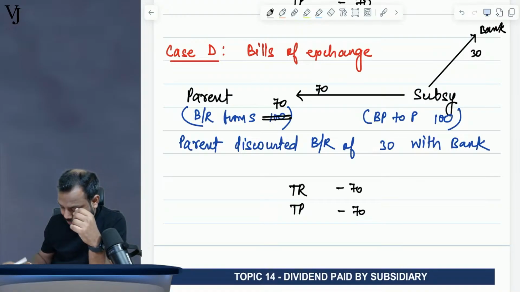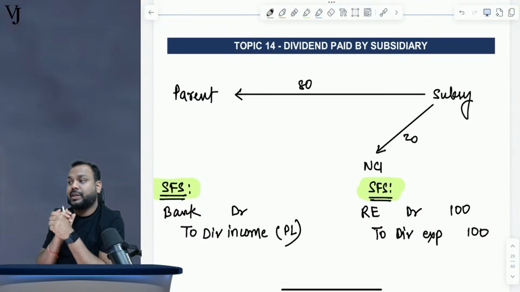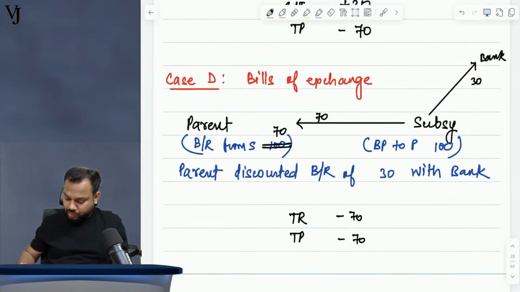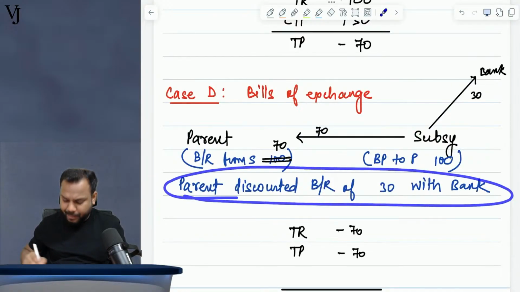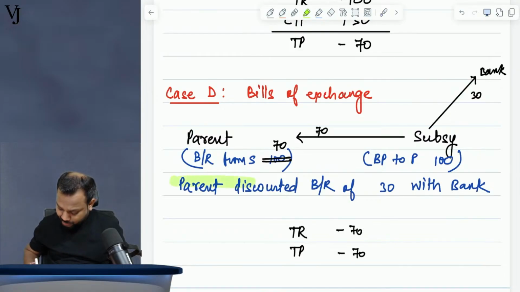Okay. Now, moving on to topic number 14, dividend paid by subsidiary. This situation happens when the bill gets discounted by parent, when the parent discounts a part of the bill with the bank. This is the triggering situation.